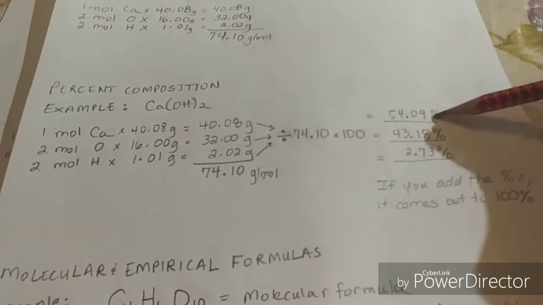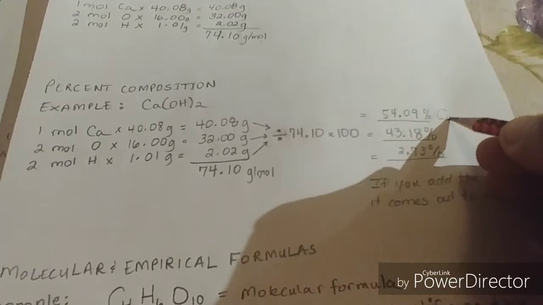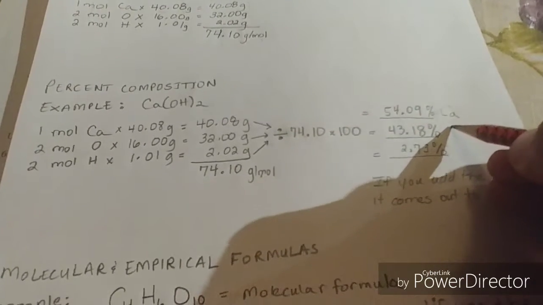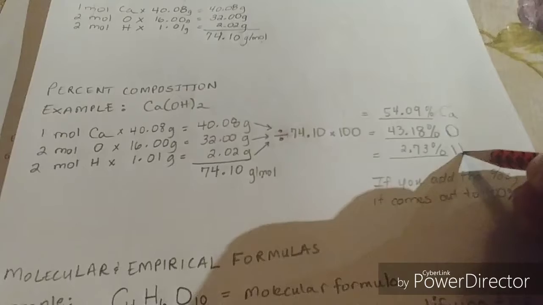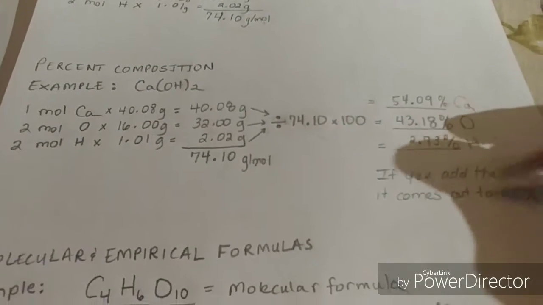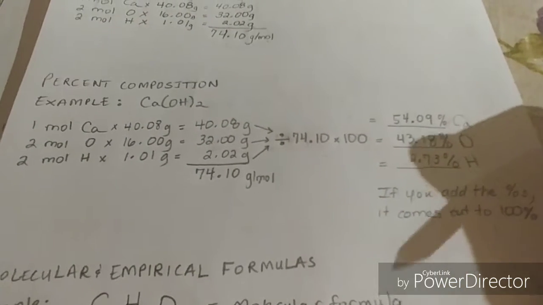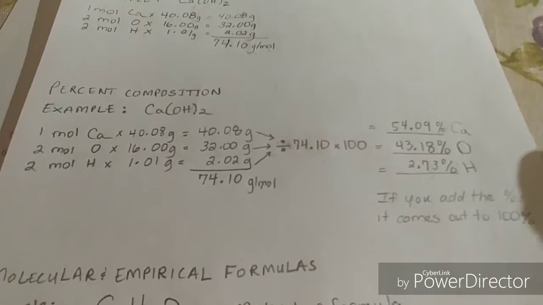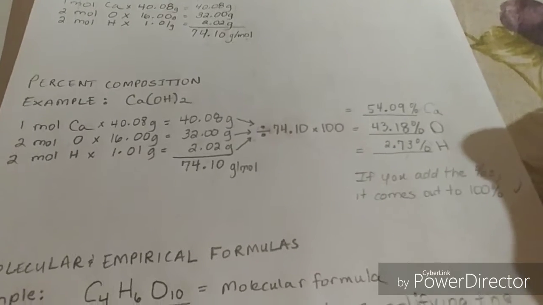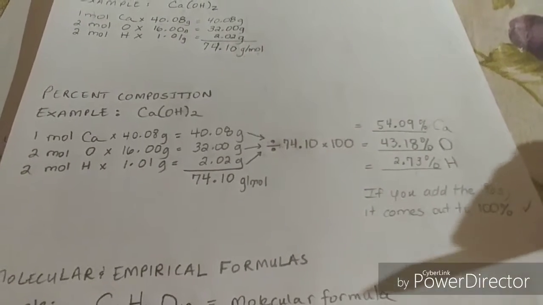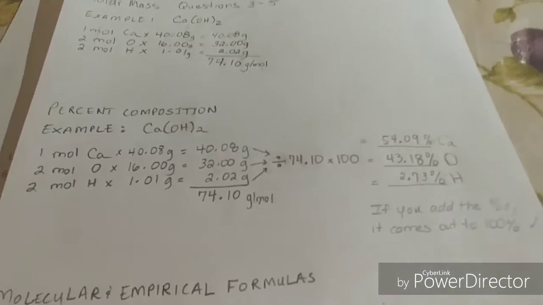Once you do that, you get 54.09% of calcium. You've got 43.18% of oxygen. And you've got 2.73% of hydrogen. Okay, just to check your answer, you can add all of them and it should come out to 100%, or at least 99.99%. If you have anything like 97%, 102%, that's not close enough. You must have done something wrong. Maybe it was with the rounding. But that's how you go about doing percent composition. And that's something we learned yesterday.